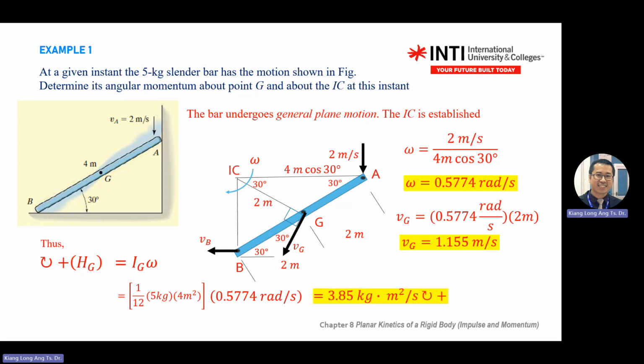Angular momentum, the unit will be kilogram meter square over second, and the direction is anti-clockwise. Of course, you don't need to write the arrow, because in the front here you already wrote the equation. You already wrote the direction.